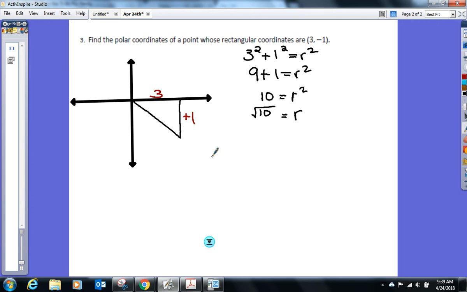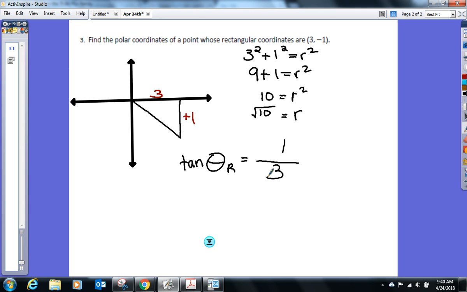So how do I find the reference angle? You're always going to use tangent. Don't think you're going to get fancy and say, oh, let me use sine on this. No, just use tangent. Please just use tangent. So tangent of my reference angle will be equal to, what's the opposite side here? 1 over 3. Yep, 1 over 3.